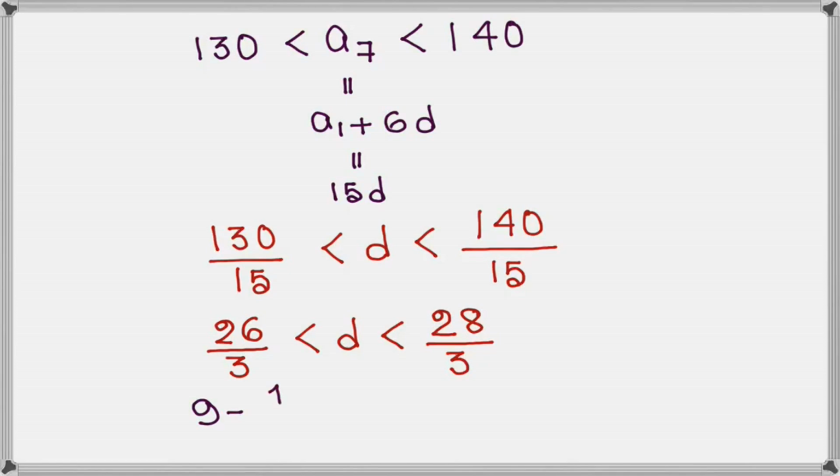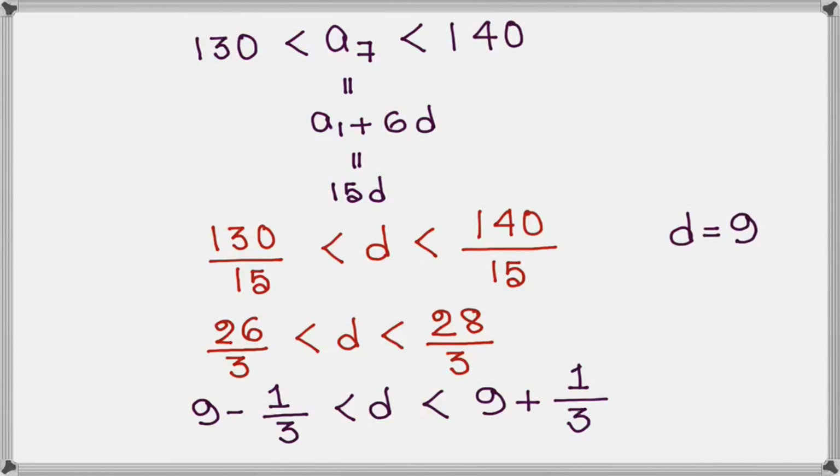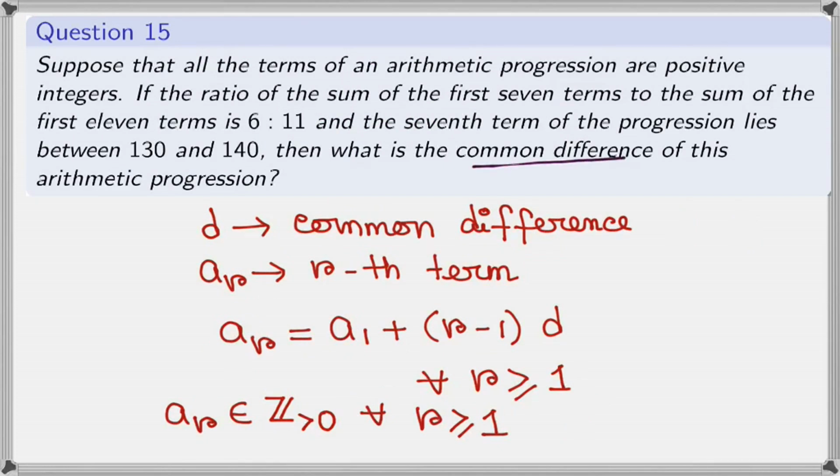9 minus 1 by 3 is strictly less than D, and D is strictly less than 9 plus 1 by 3. As we know, D is an integer, we get D is equal to 9. So, the common difference of this arithmetic progression is 9. With this, we conclude our problem solving session on arithmetic, geometric and harmonic progressions.